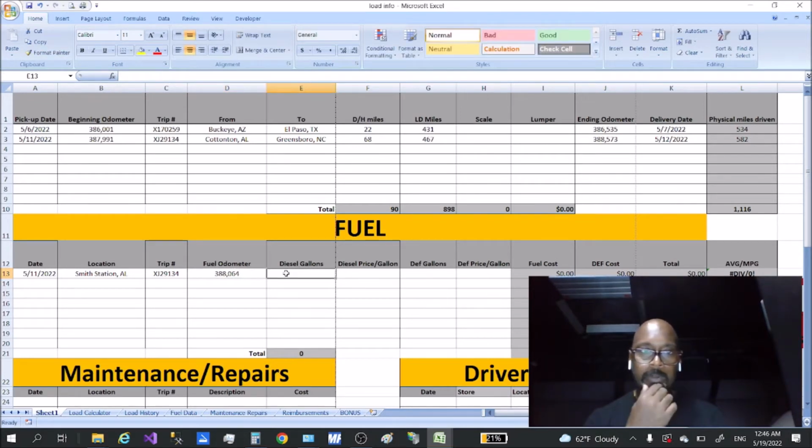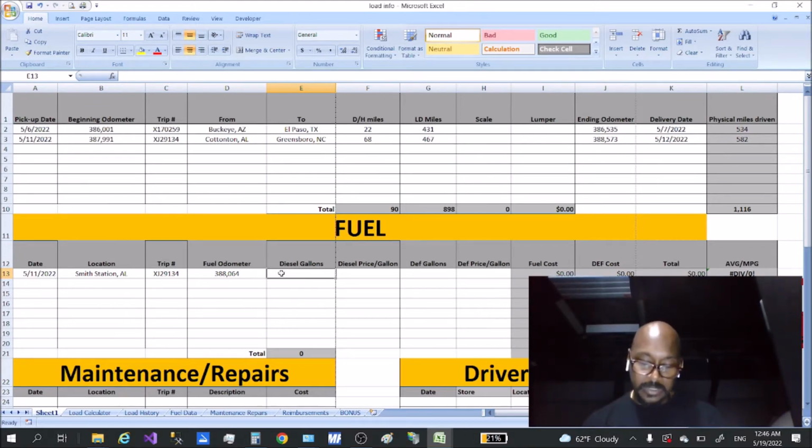It's very important that you keep all your records and your receipts, so that just in case you get audited by the IRS, you will have everything.